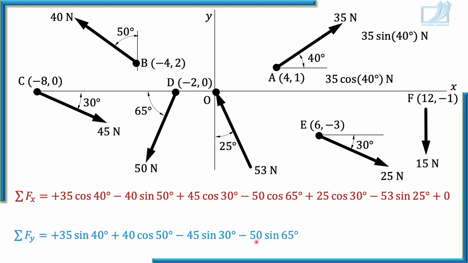Watch here. Negative sign. Why? It's downwards. And we are using angle with x axis. So 50 sine 65. 25 sine 30. Negative because it is downwards and angle is with x axis, so y component is sine. 53 cos 25. Positive sign because it is upwards and we are using angle with y axis, that's why it's cos 25. And here it is 15 Newton force downwards.